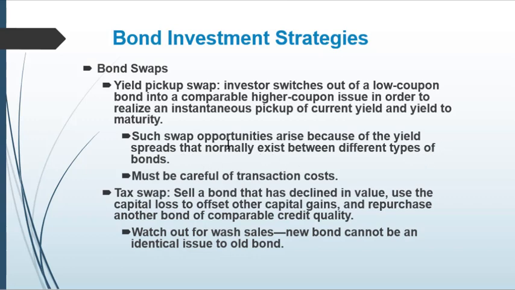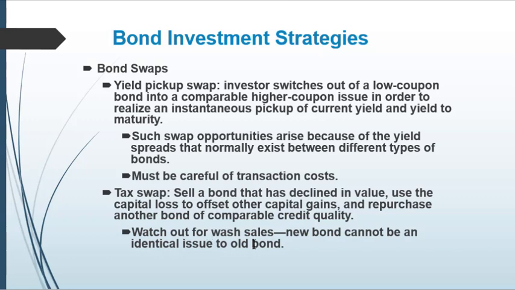We have to be careful about transaction costs, but we do know that similar bonds should have similar rates. This yield spread, the difference in returns, should be fairly stable. If that changes a little bit, we might be able to gain some value. And again, selling a bond that's declined in value to get the capital loss is a great way to reduce some current income, but still keep a bond investment.